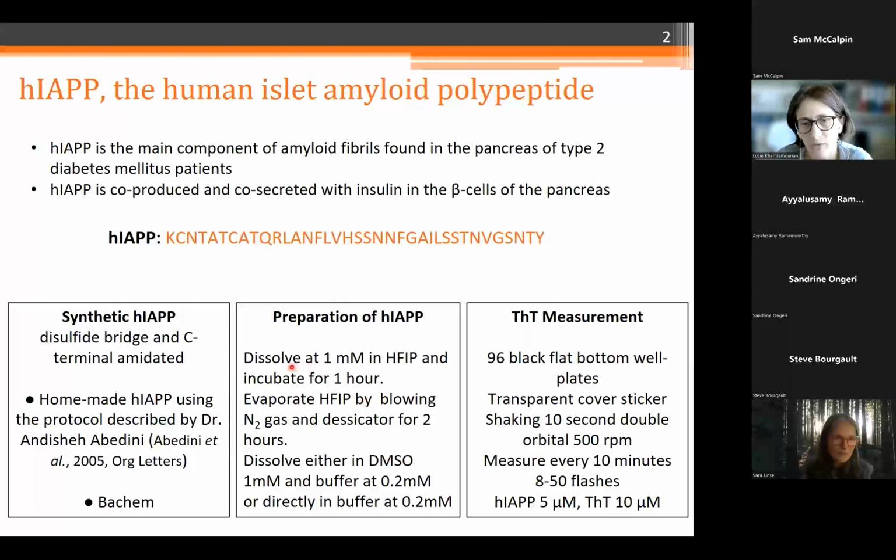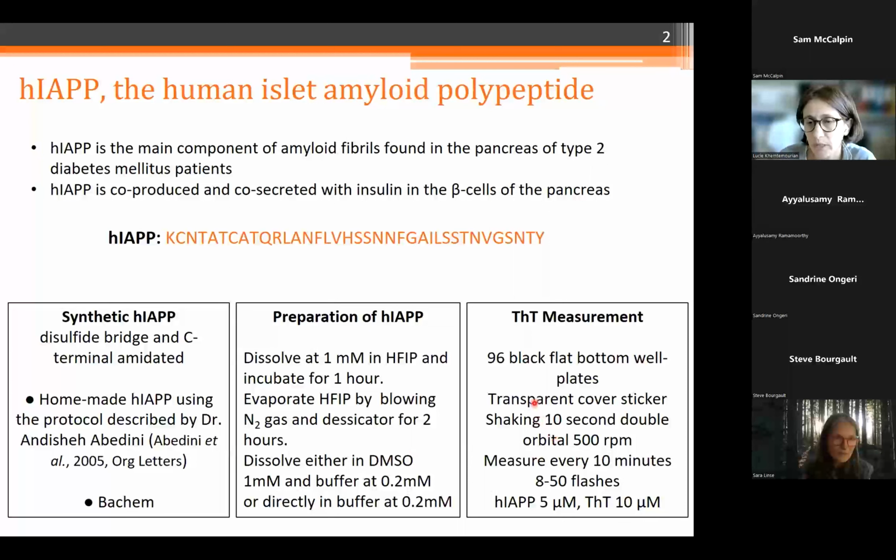The preparation is the following. We dissolve it in HFIP and we incubate it for 1 hour. Then I evaporate HFIP by blowing nitrogen gas, and I put it in a desiccator for 2 hours. And depending on the experiments, I dissolve either in DMSO at 1 millimolar and then in the buffer at 0.2 millimolar, or directly in the buffer at 0.2 millimolar.